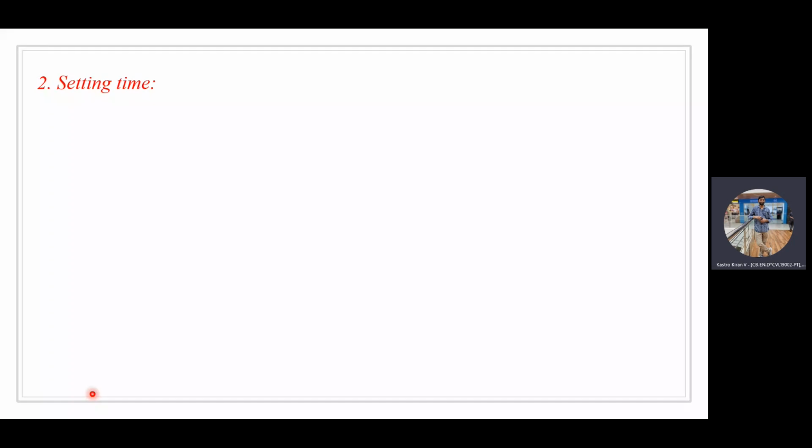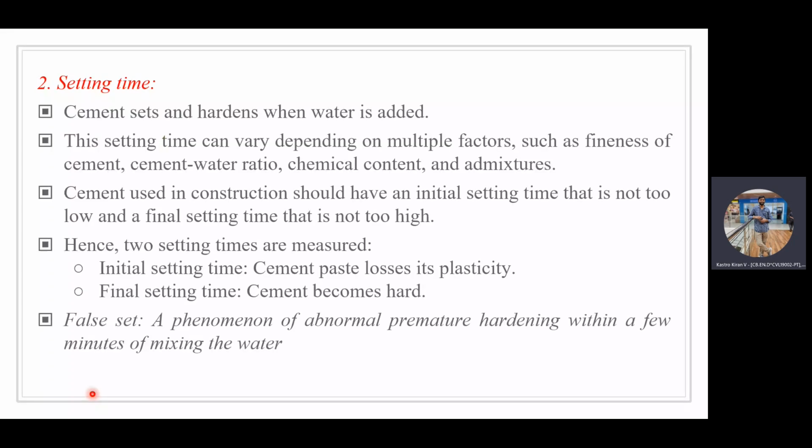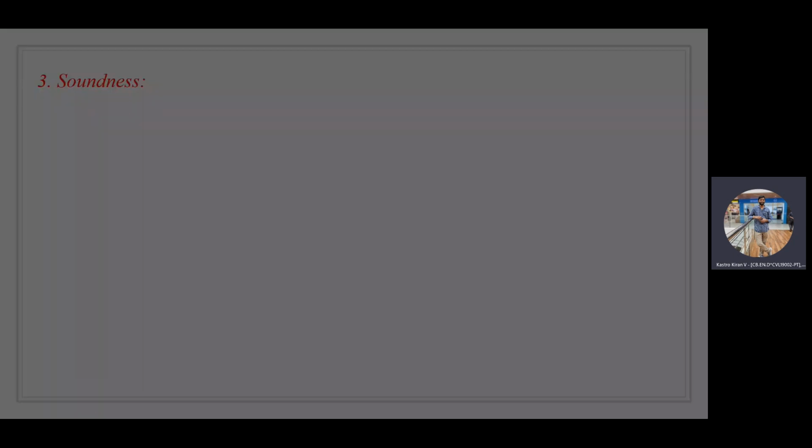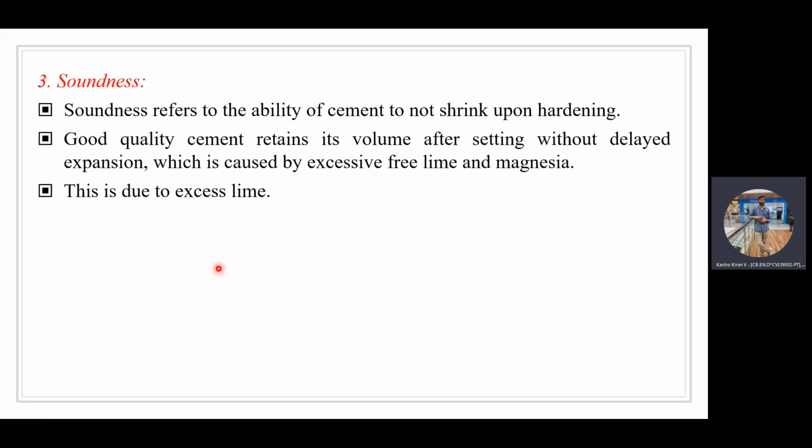And the second physical property is the setting time of cement. Setting time of the cement is determined by using the initial setting time and final setting time. Anyways, we have the test methods for these. We'll talk about that in the next class. So that's the second property, setting time of cement. And the third property is called soundness. It is because of the presence of excess lime. Soundness refers to the ability of the cement to not shrink upon hardening.